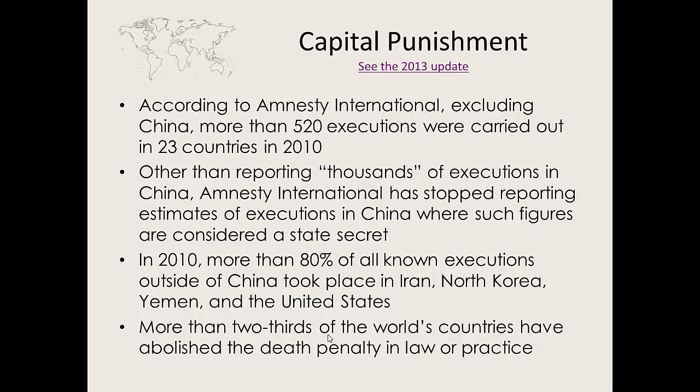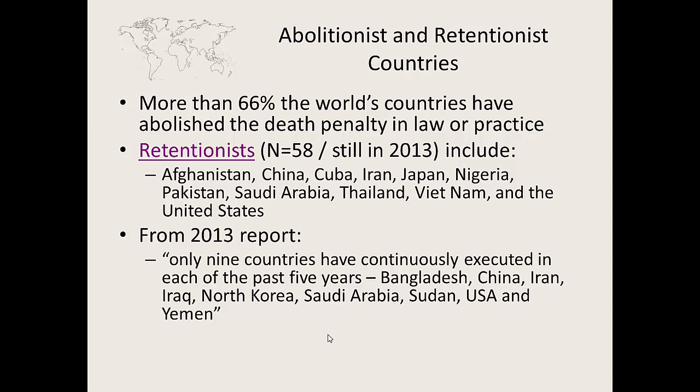More than 2/3 of the world's countries have actually abolished the death penalty in either law or practice. And it's interesting to take a look at who those abolitionist and retentionist countries are. The retentionist countries, which still number 58 in 2013, included Afghanistan, China, Cuba, and others that you see listed there. It's interesting that the United States is still amongst those who are retentionist countries, a source that confuses much of the rest of the Western world as to why the United States continues to use the death penalty. We have our own guesses.